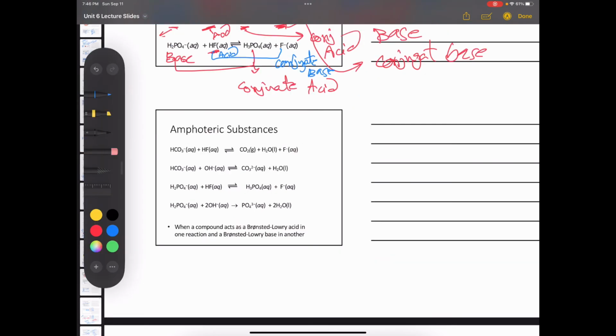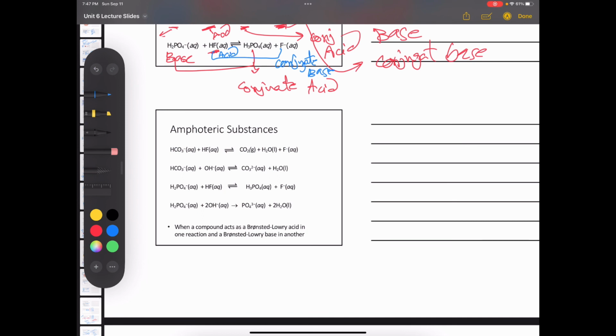Now, according to the Bronsted-Lowry definition of proton donating and proton accepting, some substances can behave as an acid and as a base at the same time, depending on the type of substance that it's reacting with. That's what we call amphoteric substances. So, when a compound acts as a Bronsted-Lowry acid in one reaction and behaves as a base in another reaction, that's what we call an amphoteric substance.